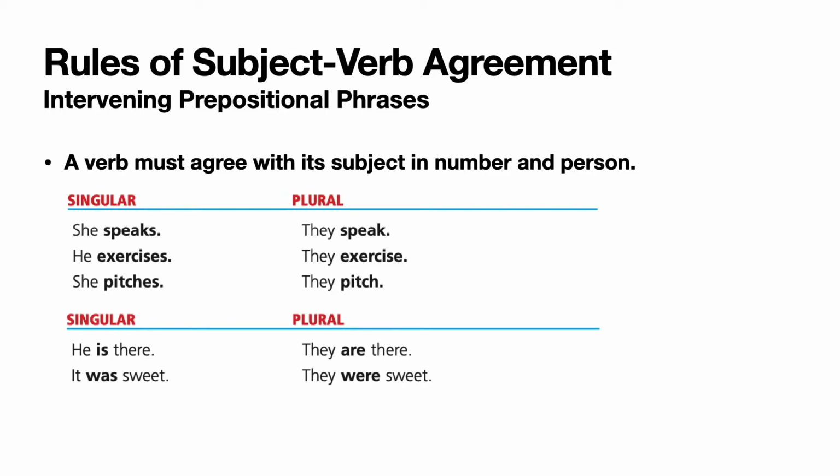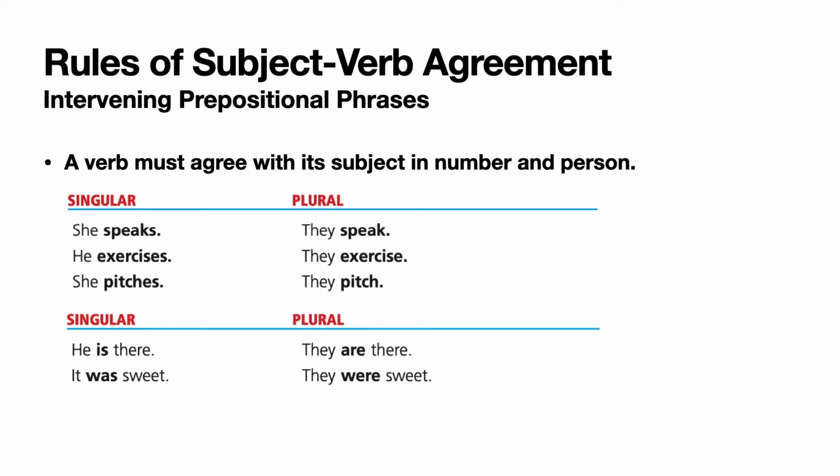Let's take these examples. For the singular, we have she speaks, he exercises, she pitches. And for the plural, they speak, they exercise, they pitch. The linking verb be changes in both the present and the past tense. In singular, we have these examples: he is there, it was sweet. And for plural, they are there, they were sweet.